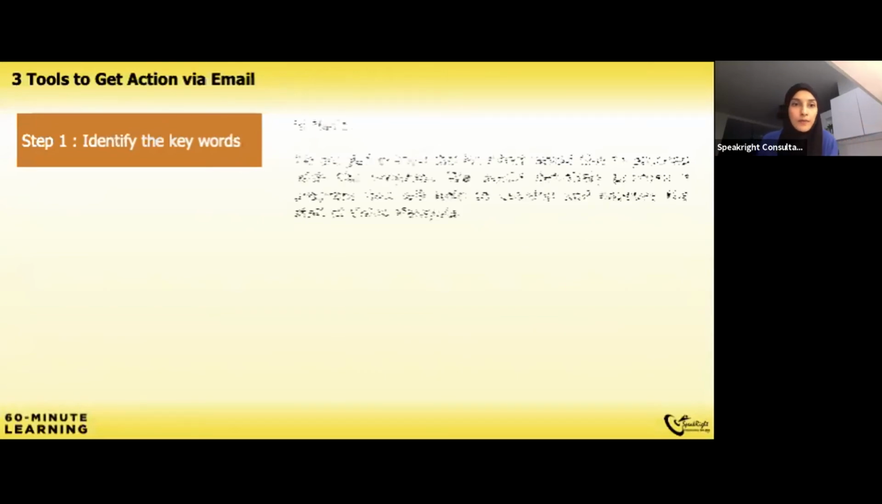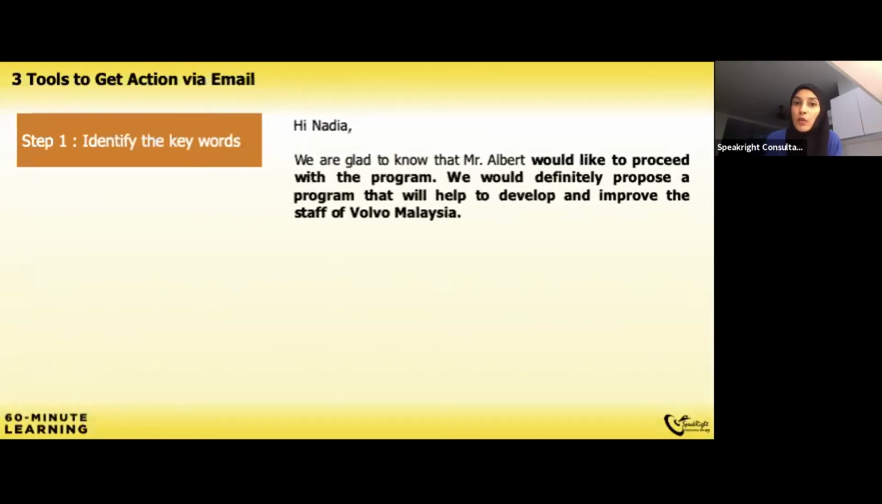Hi, Nadia. We're glad to know that Albert would like to proceed with the program. Repeat that, okay? We would definitely propose a program that will help to develop and improve the staff of Volvo Malaysia. So you have identified the keywords, and then you put them back into your introduction to show that I'm reconnecting with you, this is what I'm doing, and I'm listening to you. It's easier for the other person because he reconnects with his earlier email.